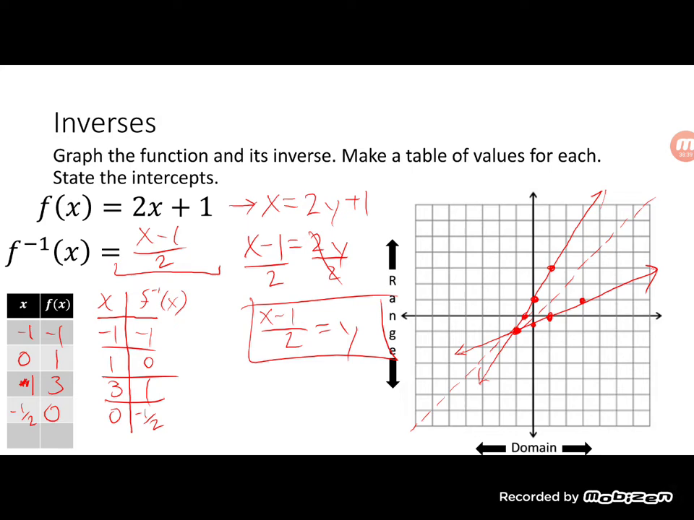Okay, one small thing I want to point out. An inverse equation is always going to give you back the same values that you plug in.